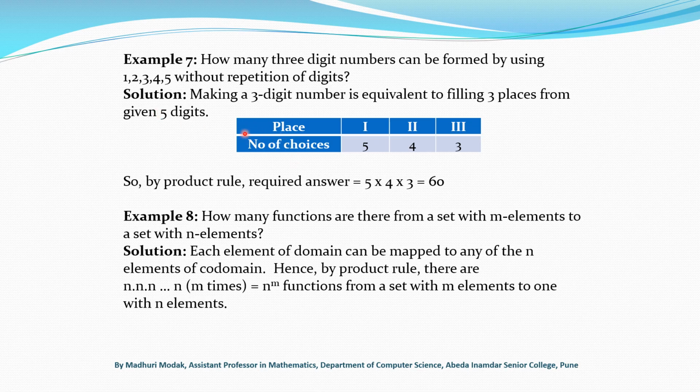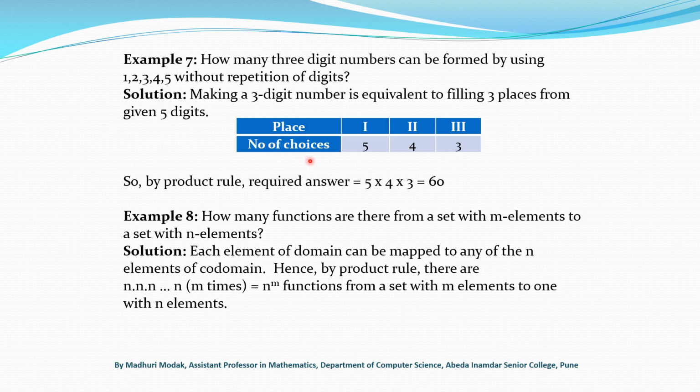Now if we are starting with the hundred place, now hundred place means first place, it can be filled by any of the digits 1, 2, 3, 4, 5. So there are 5 ways to fill that place. Now after using one of the digits at hundred place, we cannot use the same digit at tens place because repetition is not allowed. So from the remaining 4 digits, we have to fill the tens place. So for tens place there are four choices.